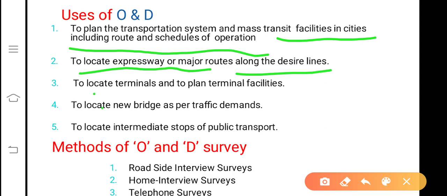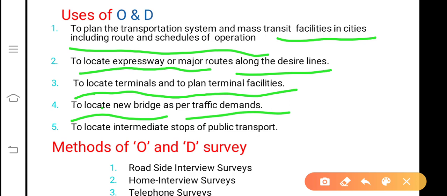To locate terminals and to plan the terminal facilities. To locate new bridges as per traffic demand. To locate intermediate stops of public transport. These are a few uses of origin and destination study. Methods of OD survey.